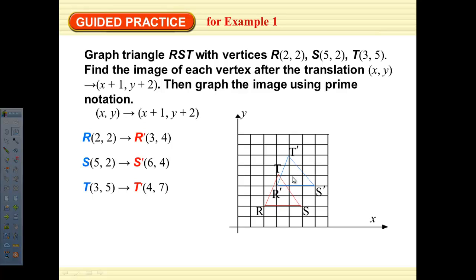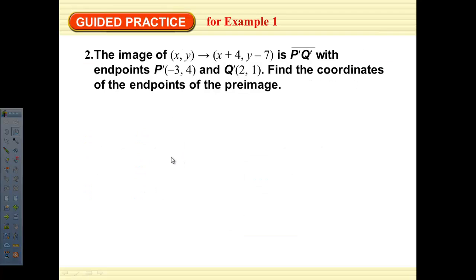So here, our original one is the red one right here, RST. If you notice, we move 1 to the right and 2 up. S moves 1 to the right and 2 up. T moves 1 to the right and 2 up. Alright, so now we have these points right here.